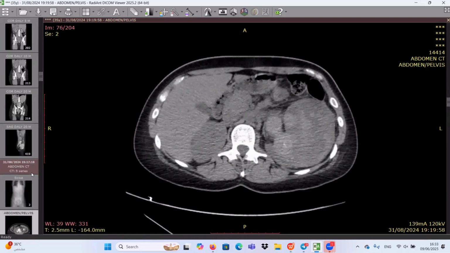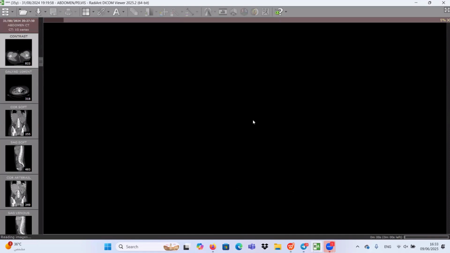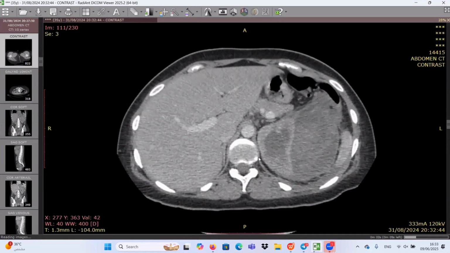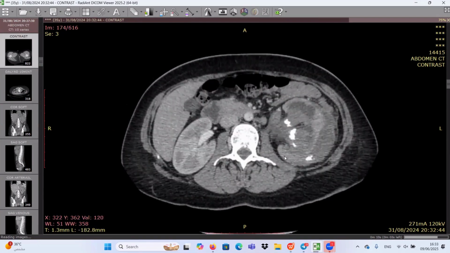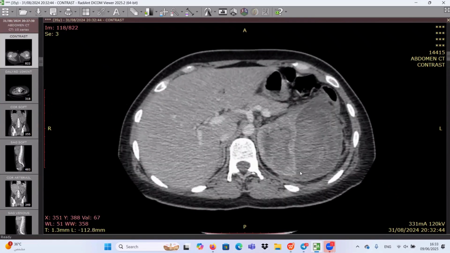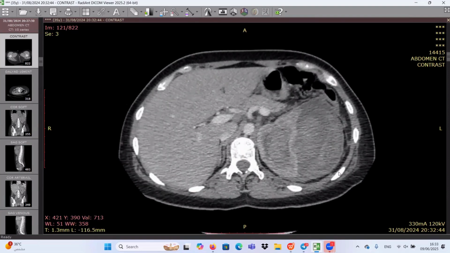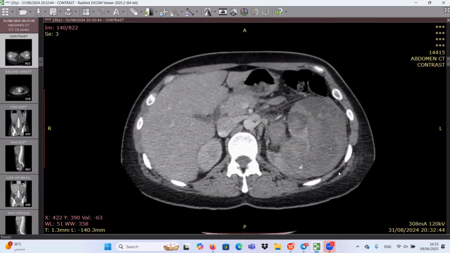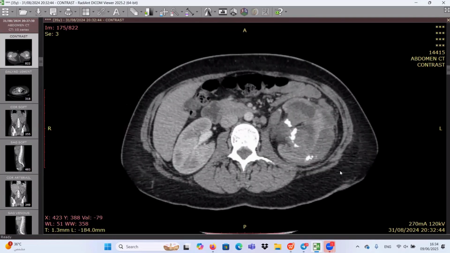And as you said, we need to inject contrast media for the case, and we already injected contrast media for the case. Let me show you the contrast enhanced study. What do you think? On the post-contrast study, I can see that there is a large perinephric hematoma seen on the lateral aspect of the left kidney, with internal areas of differential densities.